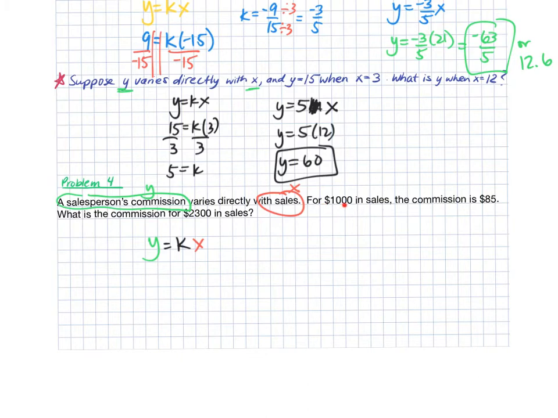Okay, so for 1,000 in sales, the commission is 85. So this is basically this problem, but just more word problems. We can say commission is 85, so that's my green, that's my y.